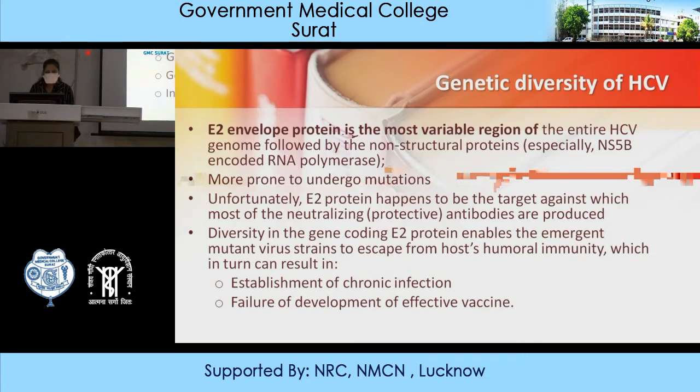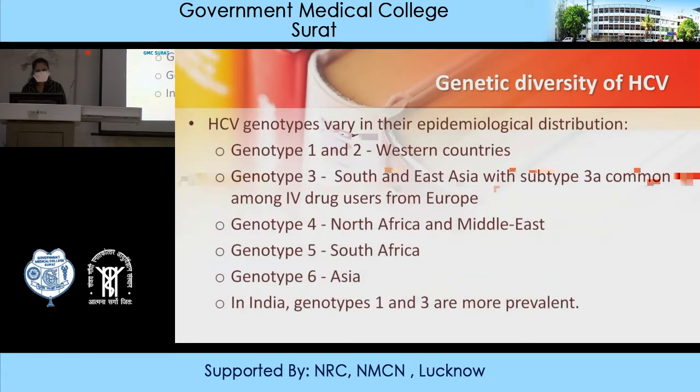HCV genotypes vary in their epidemiological distributions. Genotype 1 and 2 are seen in Western countries, genotype 3 in South and East Asia, with subtype 3A common among IV drug users from Europe. Genotype 4, North Africa and Middle East. Genotype 5 is South Africa, and genotype 6 is Asia. In India, genotype 1 and 3 are more prevalent.